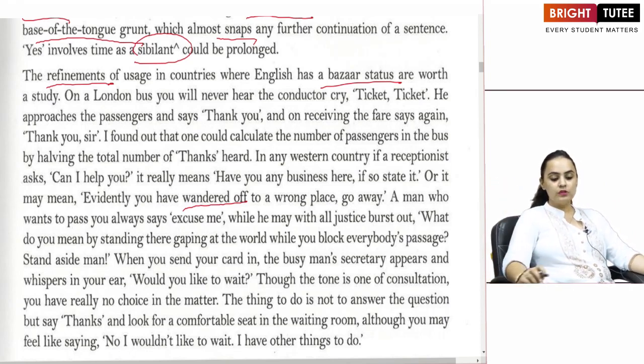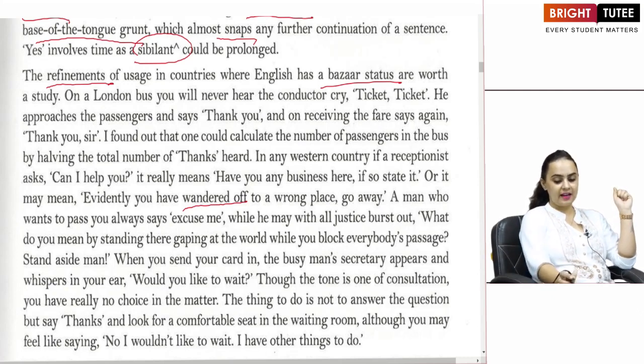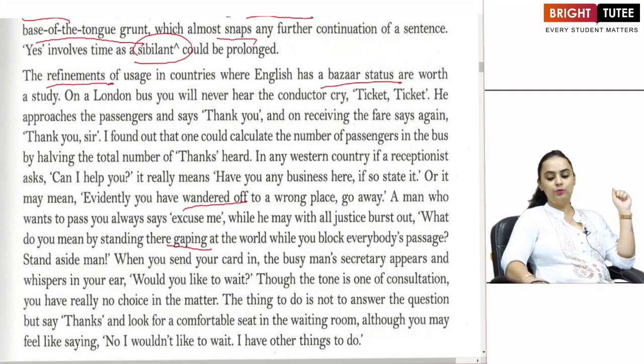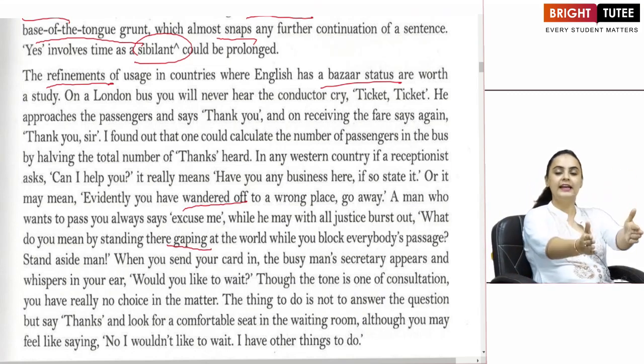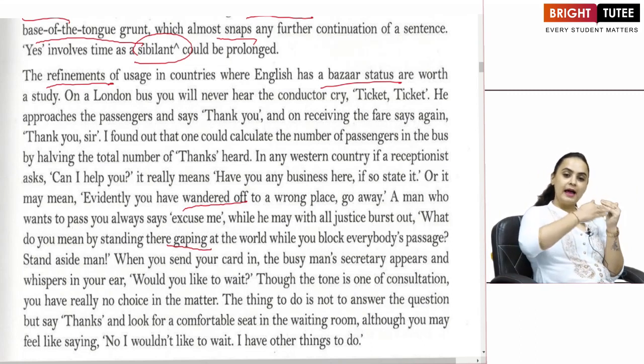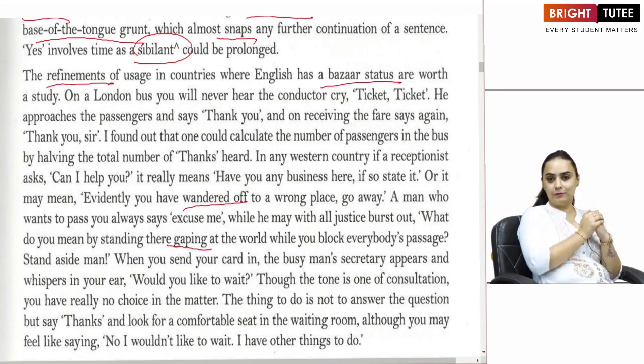A man who wants to pass you always says, "Excuse me," while he may with all justice burst out, "What do you mean by standing there, gaping at the world while you block everybody's passage?" So he says that there might be a man who wants to pass you. You're standing in the middle of a path. The man wants to pass you. He wants to go away from there, but you're blocking the path. Rather than saying, "Why are you standing here gaping at the world?"